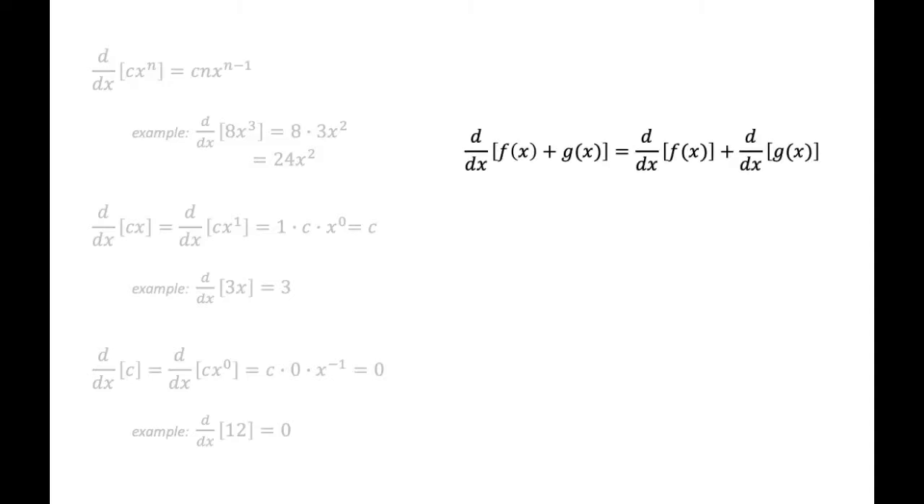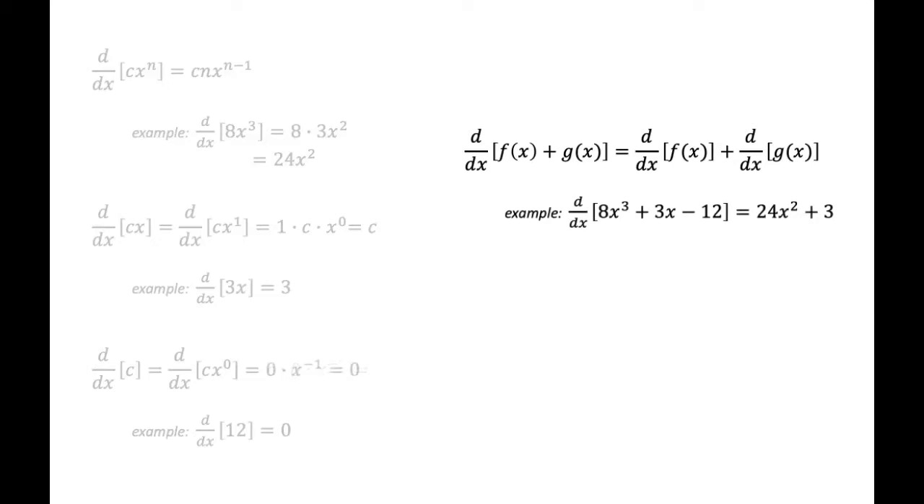Finally, the derivative of the sum of two functions, d dx of f of x plus g of x, any two functions, is just the derivative of the first function plus the derivative of the second function. And incidentally, that works for subtraction as well. It doesn't matter if you're adding or subtracting.